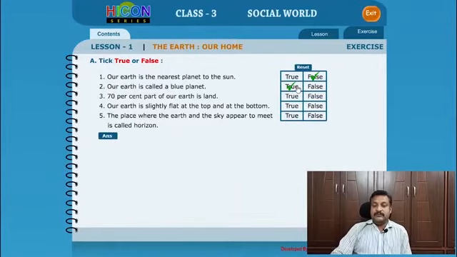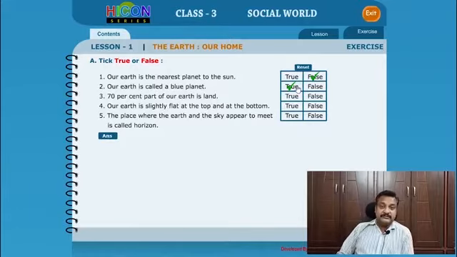70% part of our Earth is land. Just now we told, na, 2/3 or 3/4 of our Earth is water. So it is a false statement.